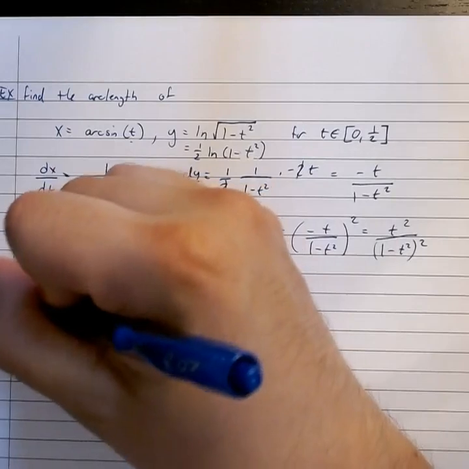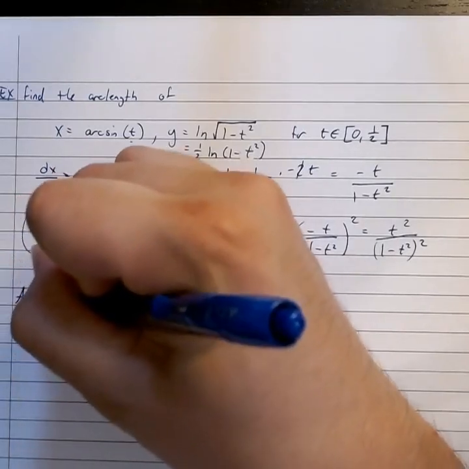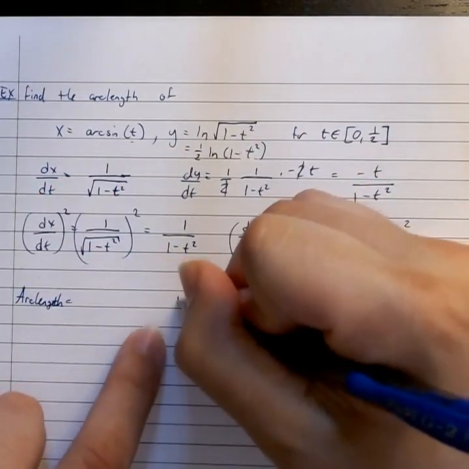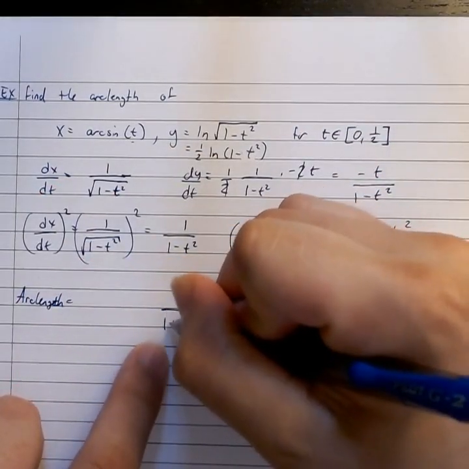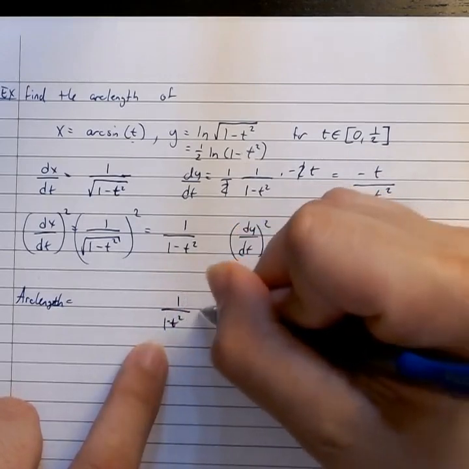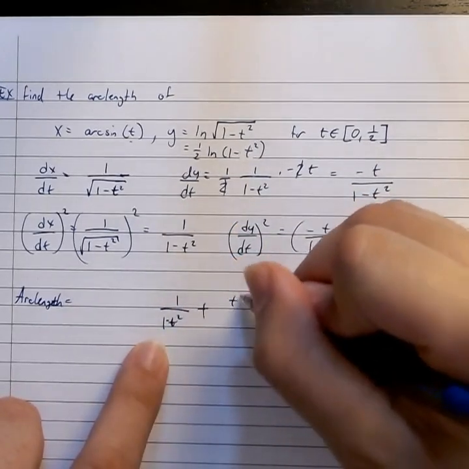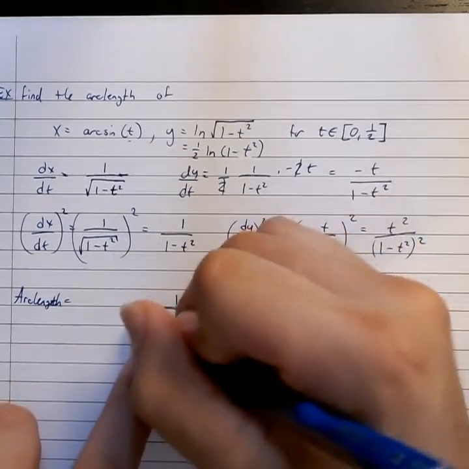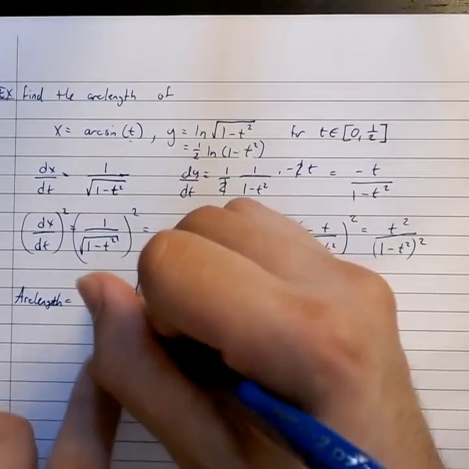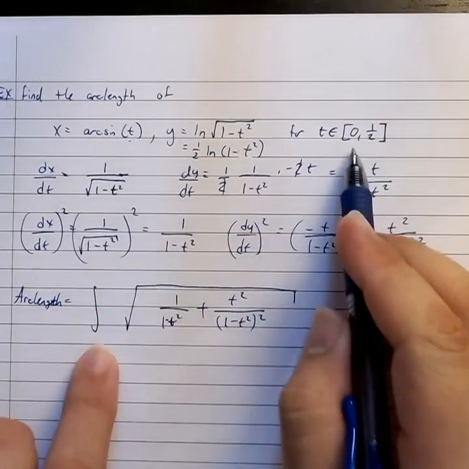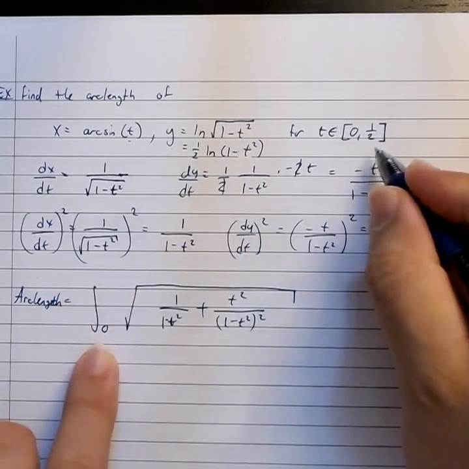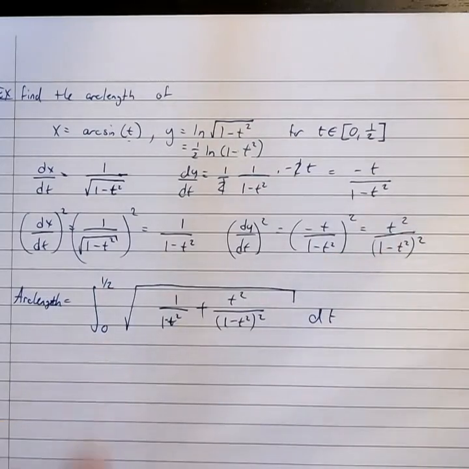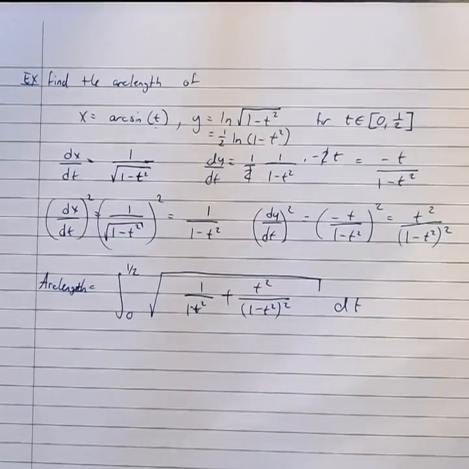So the arc length is going to be, we're going to take these two things that we just found, 1 over 1 minus t squared, and add that to t squared over 1 minus t squared, squared. We're going to stick that under a square root and then integrate from the beginning of our interval, which is 0, to the end of our interval, which is a half, with respect to t. Okay? And that's our setup. That's how you find the arc length.